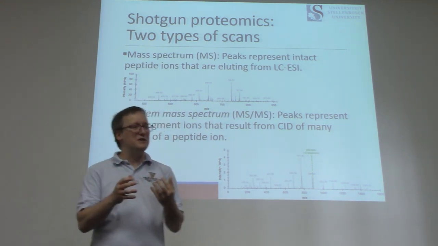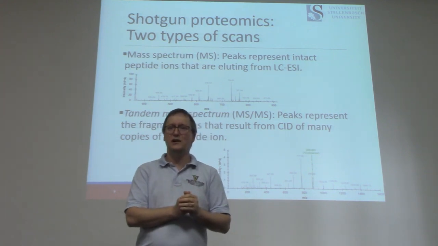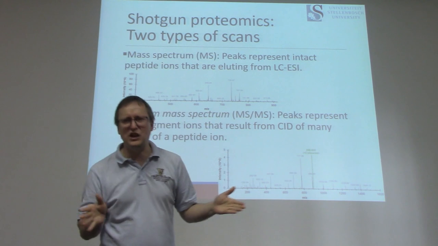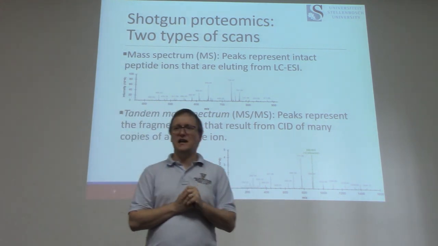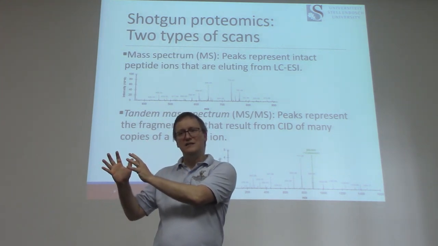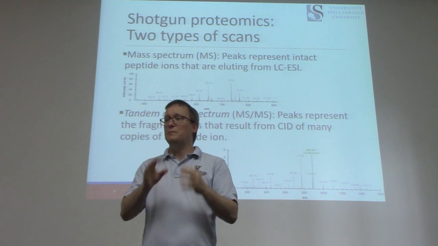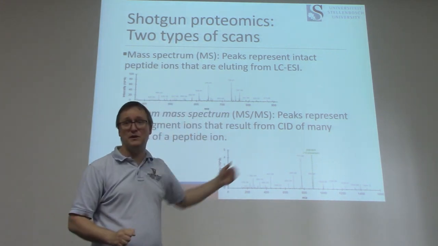It's the set of fragments produced through the process, typically of collision-induced dissociation, from a peptide that's been isolated. In the case of shotgunning, at least, that's what the definition would be. Typically, it means that some subset of ions have been selected from a mass spectrum. They've been manipulated independently of all the other stuff that appeared in that mass spectrum. That is tandem mass spectrometry.